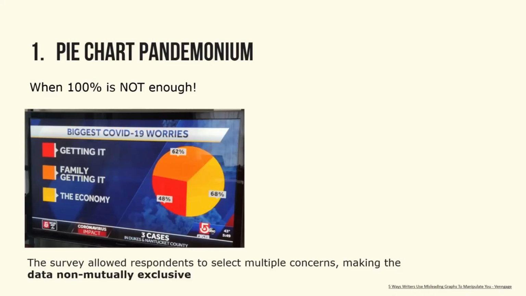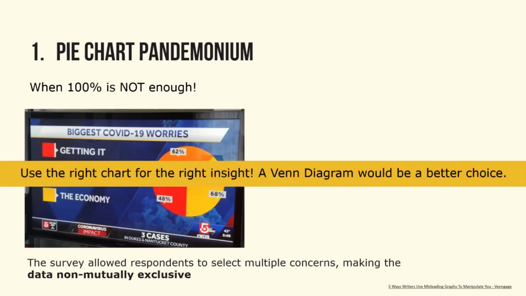Why will this be an issue? Well, your chart, again, will lose credibility, because whenever your audience realizes that it's adding up to more than 100%, they may think there is something really wrong there. And whatever insight you're trying to show gets lost. Again, we have to use the right chart for the right insight. In this kind of survey, a Venn diagram is a much better choice than a pie chart. So pie charts, we shouldn't use them for everything.